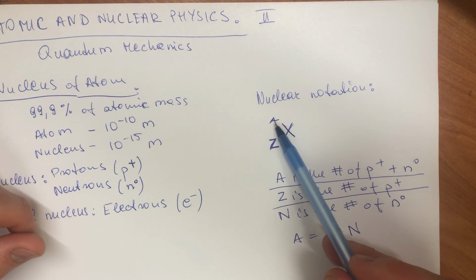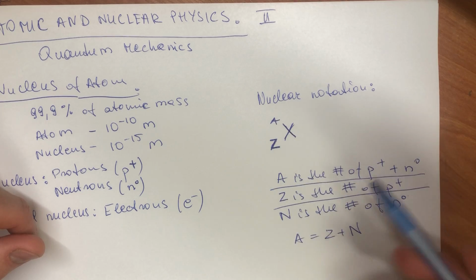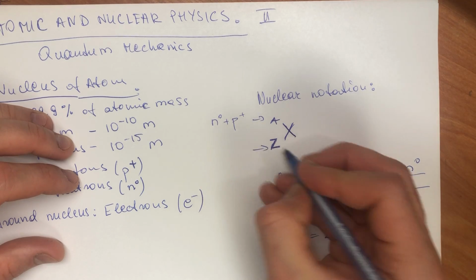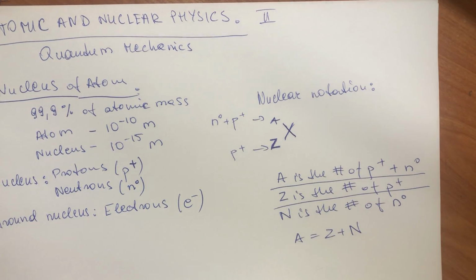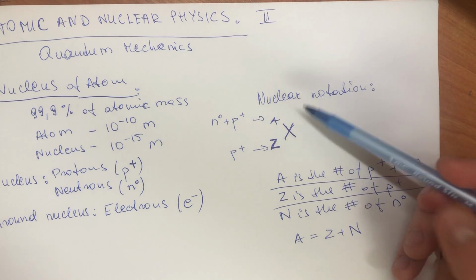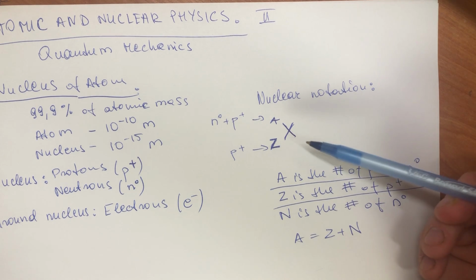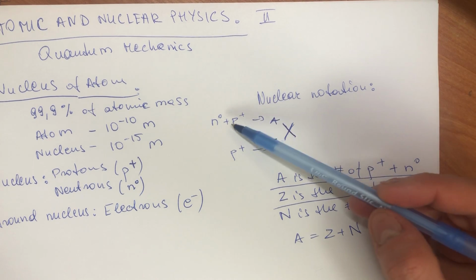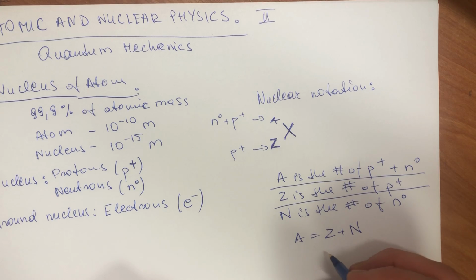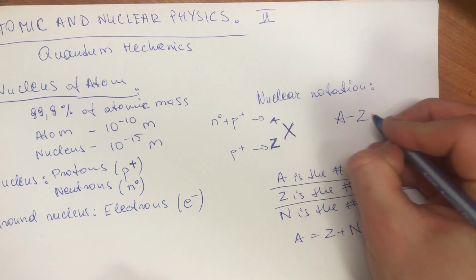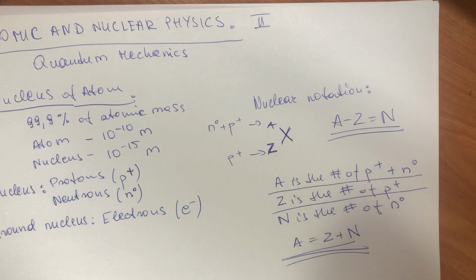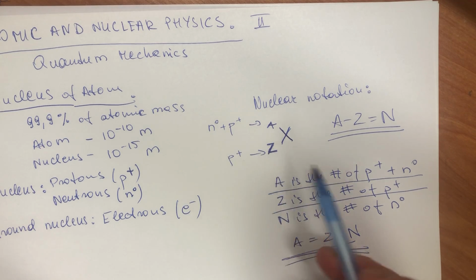So this is protons plus neutrons, and this is only protons. And the number of electrons is usually equal to the number of protons because of charge balance. And this is the sum of neutrons plus protons. If we subtract Z from A, A minus Z would be equal to the number of neutrons.